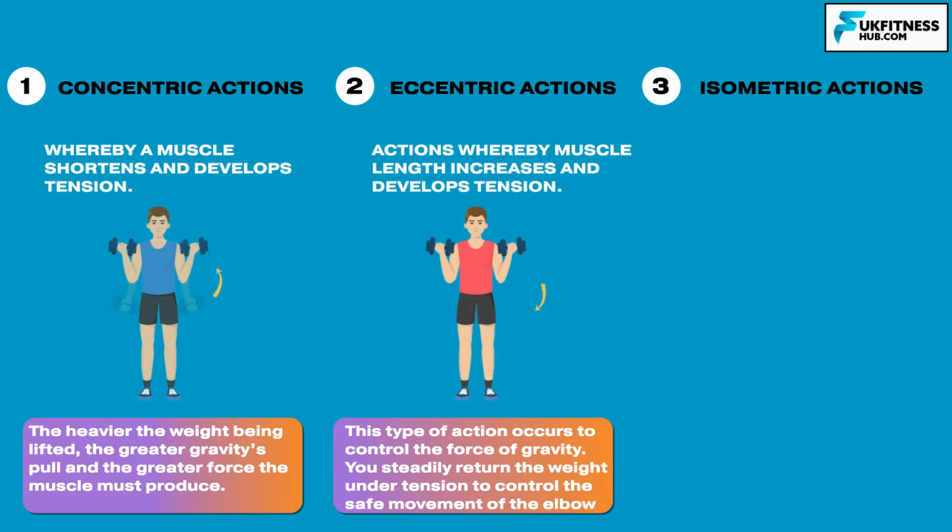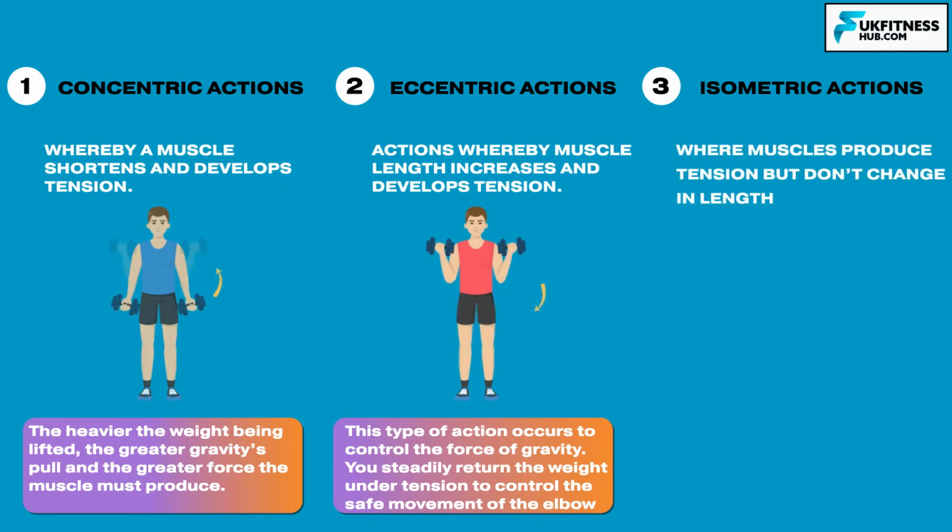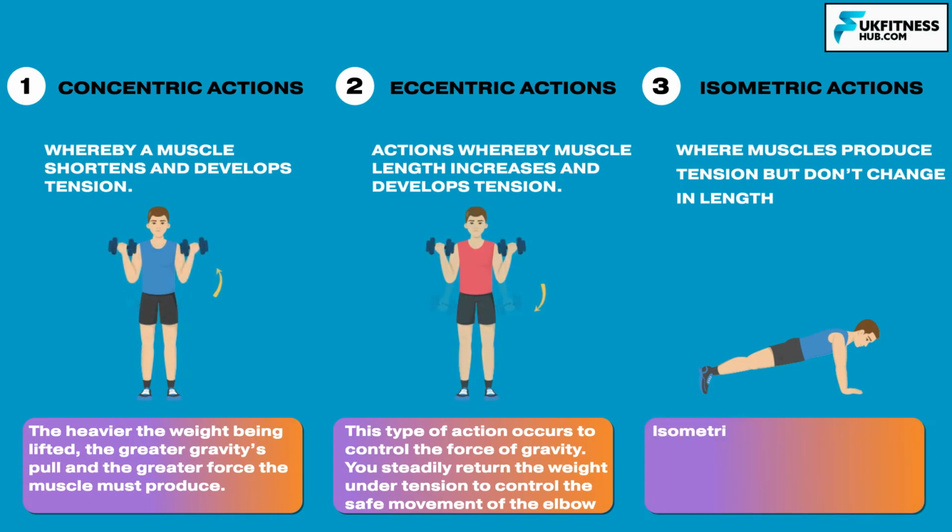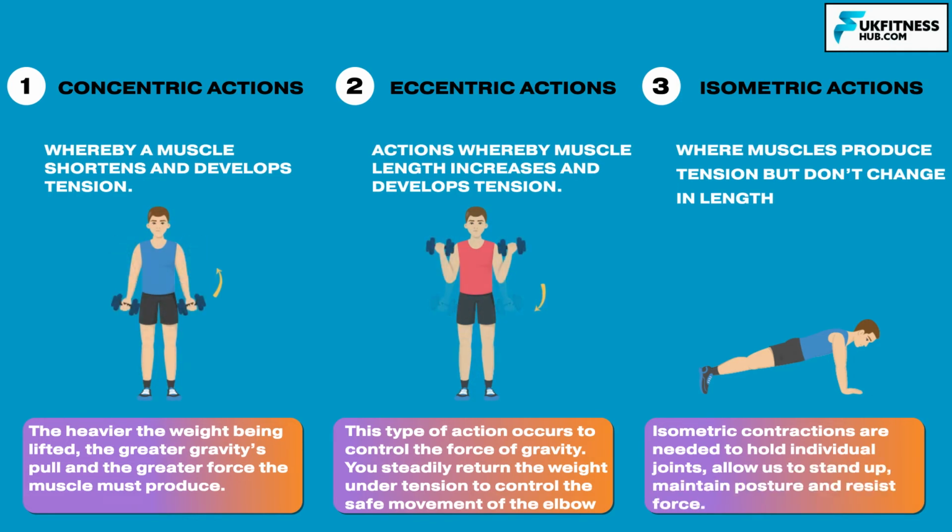Finally, we have isometric muscle actions. An isometric action is where muscles produce tension but do not change in length. We've all heard of the exercise the plank, right? You know when you do a plank that your muscles are working, but you're not moving and therefore your muscles aren't changing in length. The same applies for exercises such as a wall sit. Isometric contractions are common in the human body because they're needed to hold individual joints, allow us to stand up, maintain posture, and resist force.